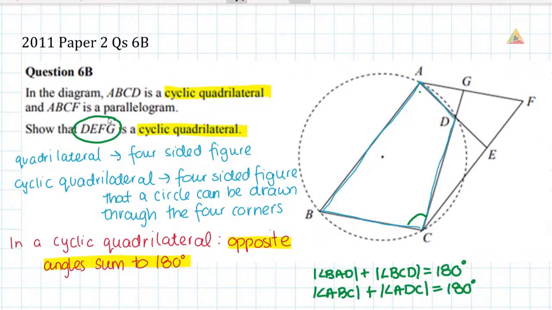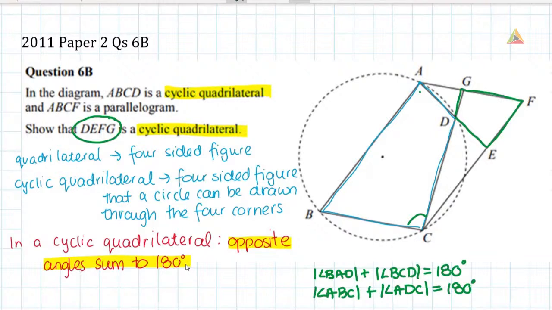Some of that might be important to me, because what I want to show is that the quadrilateral DEFG is a cyclic quadrilateral. So from D to E to F to G and back to D, I can see that it's definitely a quadrilateral. It's a four-sided figure, and I'm trying to prove that there is a circle that will go through the four corners or the four vertices of this quadrilateral and form this circle. So how I'm going to prove this is I want to show that opposite angles sum to 180 degrees.